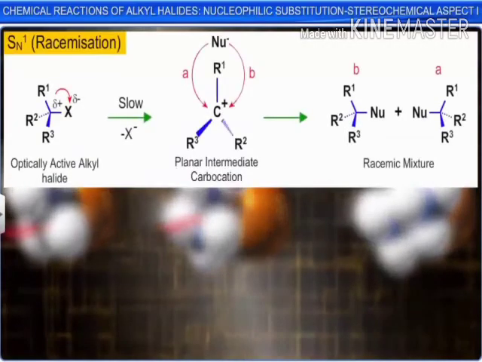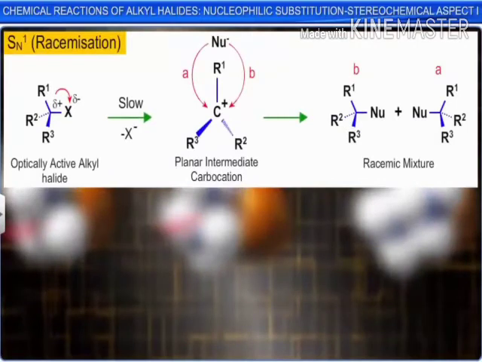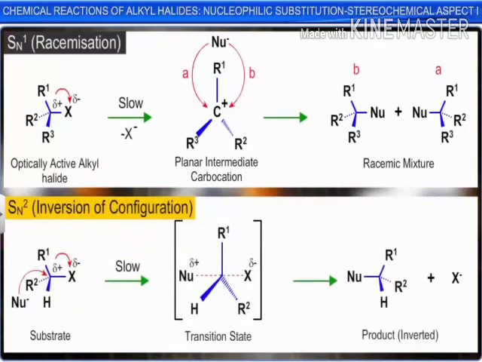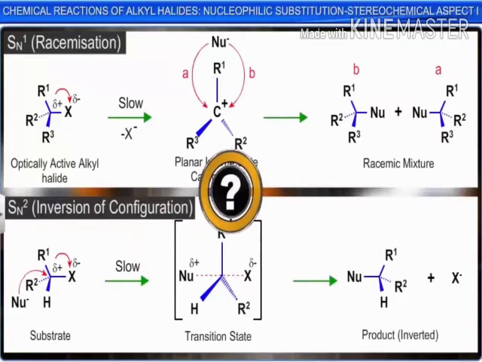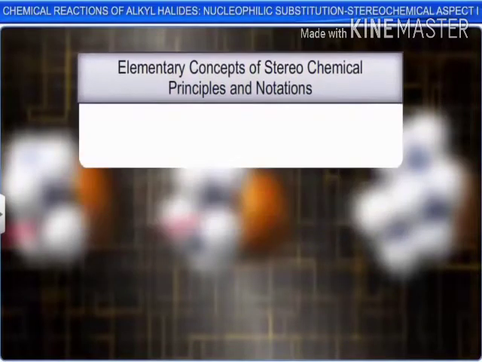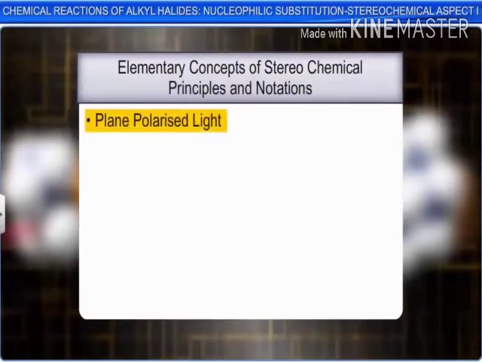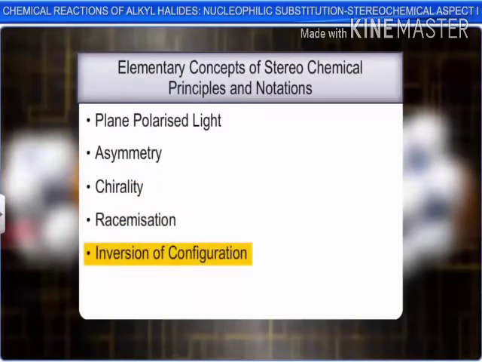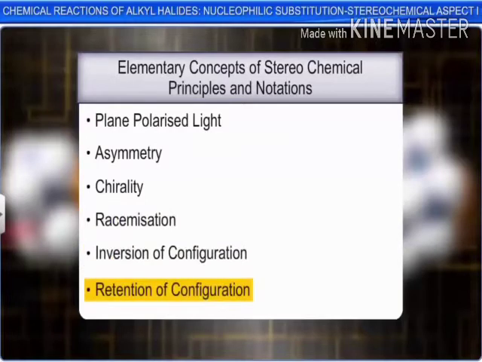You already know that an SN1 reaction proceeds with complete racemization, while an SN2 reaction proceeds with complete inversion. Why? In order to understand these concepts, we need to learn some elementary concepts of stereochemical principles and notations, such as plane polarized light, asymmetry, chirality, racemization, inversion of configuration, and retention of configuration.